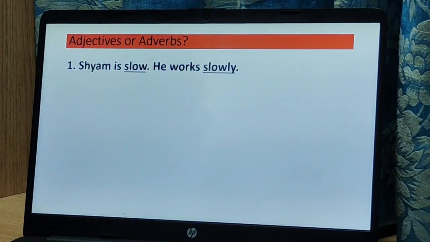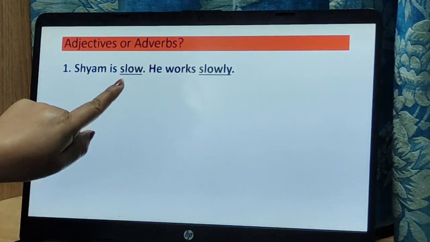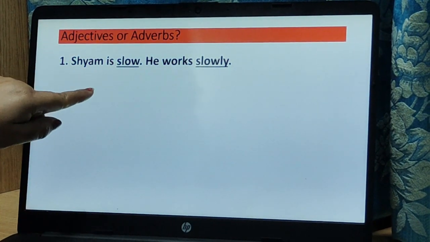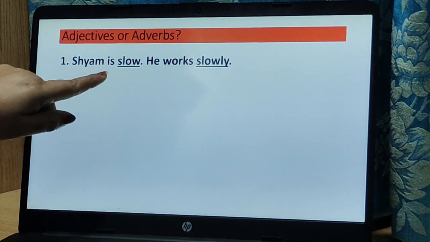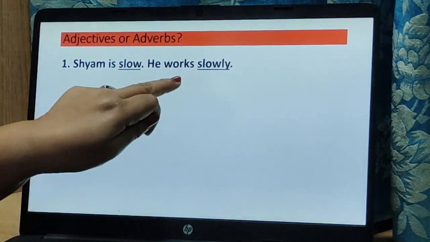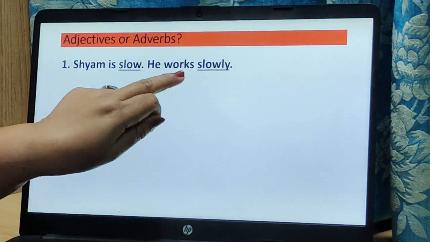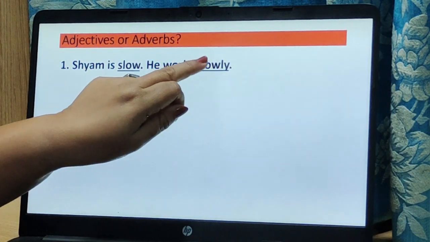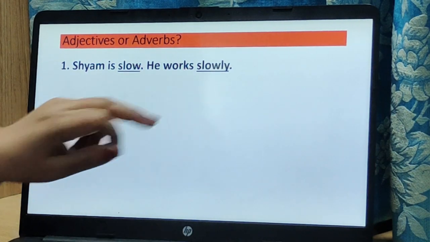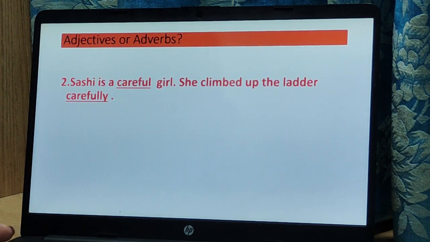Now let us try to find out whether it is an adverb or an adjective. In this sentence, Shyam is slow. He works slowly. The word slow is telling us about how Shyam is. Shyam is the name of a person. It is a noun, and hence the word slow is an adjective. Now in this sentence, he works slowly. How does he work? He works slowly. Slowly is telling us about works. Works is a verb, hence slowly is an adverb. In the second sentence, Sashi is a careful girl.